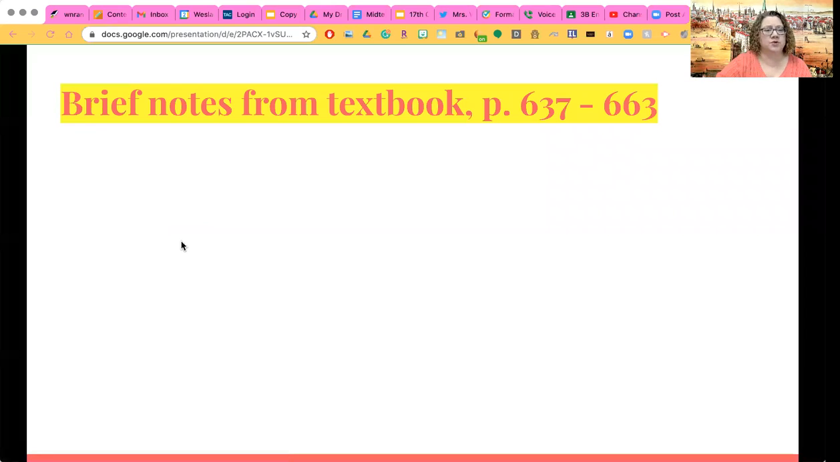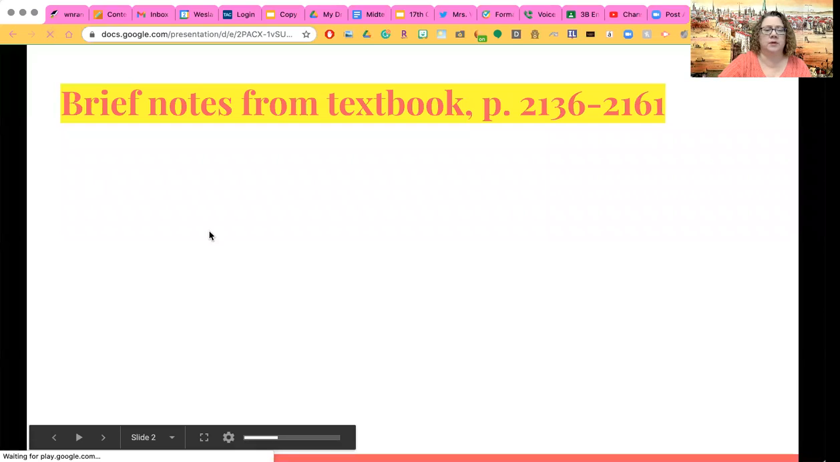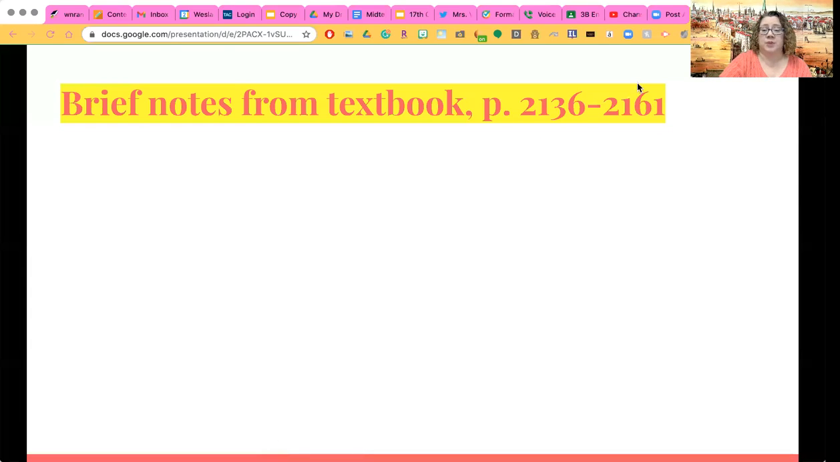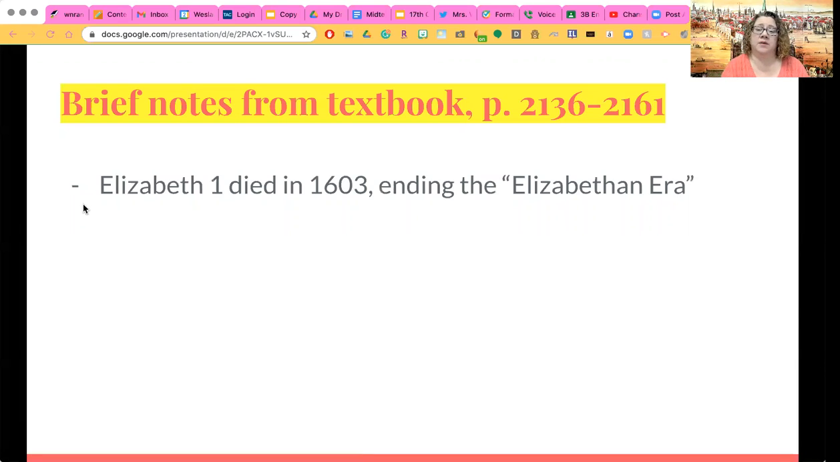So, notes from the textbook. I have to hit the page numbers there because I have to change the page numbers over to the PDF all the time. These are the pages that encompass this information, and they're very brief, but I think they're the points that are the strongest for the literature that we're studying.